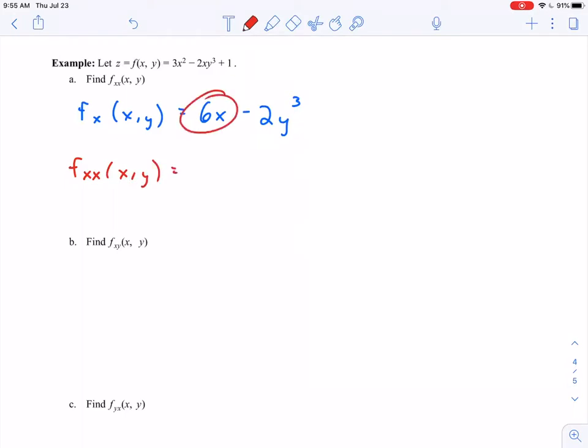So here, the derivative of 6x, well, that's just going to be 6. Here, the derivative of negative 2y cubed. In this case, remember we're treating y as a constant. So the derivative of this term with respect to x will simply just be 0. So 6 minus 0 gives me 6. So there is my second order partial derivative.